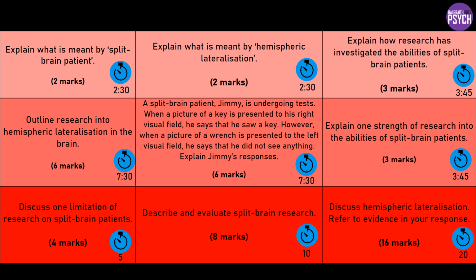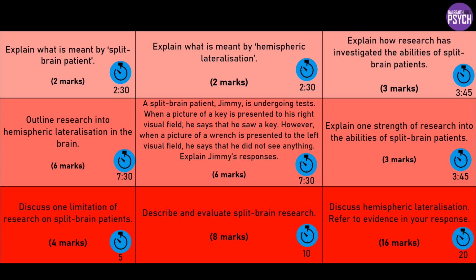We've got him looking at a picture of a key in his right visual field, and he says that he saw a key. Okay, well, let's pick that apart so far. If it's in the right visual field, that is processed in the left hemisphere. Yeah, because the visual fields project contralaterally. They project to the opposite side of the brain. Now, because the left hemisphere is processing it, the left hemisphere is specialized for language, so he is able to report what he's seen. Yeah, because the left can process language.